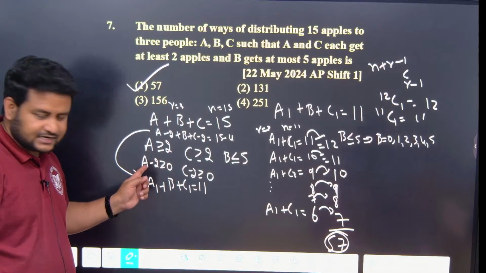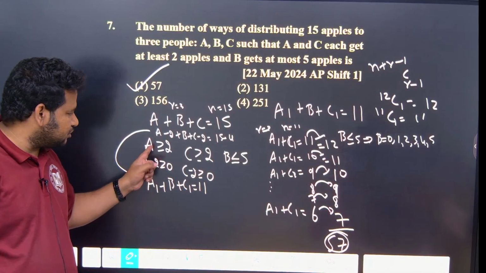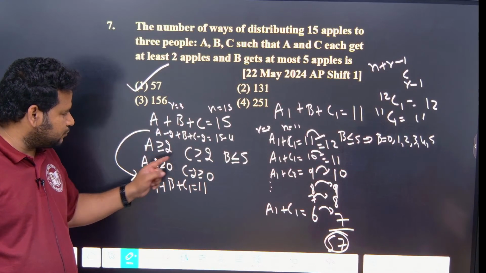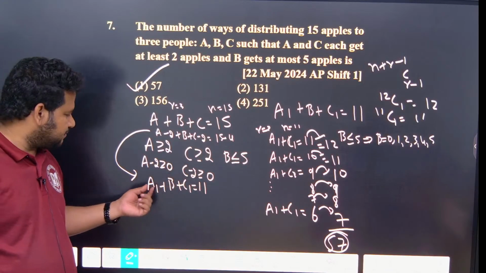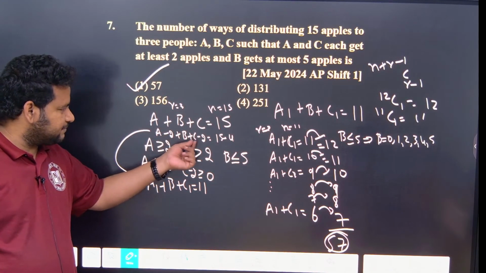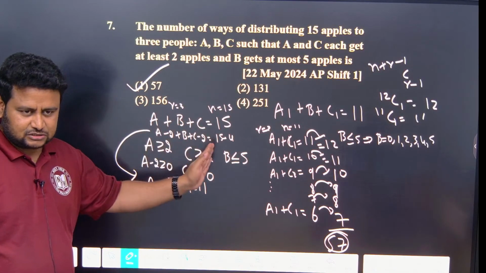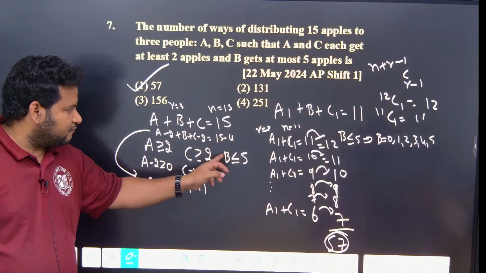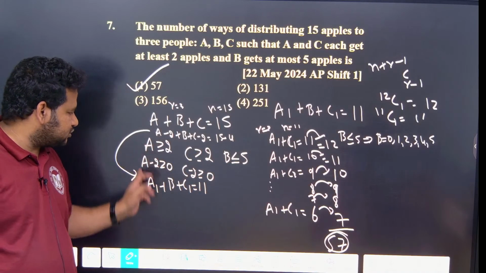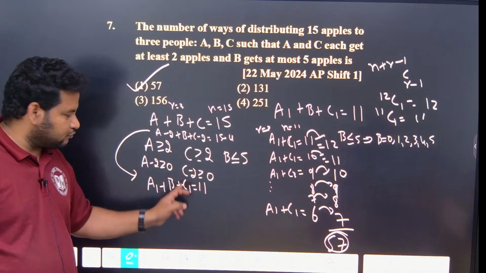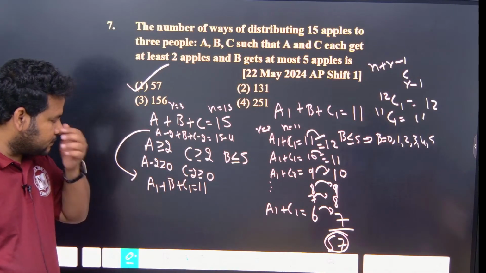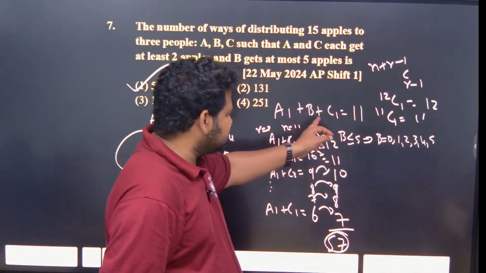I took the second condition. A should be greater than or equal to 0 means I should make this minus 2. So A minus 2, C minus 2 will give me 15 minus 4. If you are subtracting on the LHS, on the RHS you also subtract. You will get 15 minus 4, which is 11. So instead of writing A minus 2, I wrote A1. C minus 2, I wrote C1. Now, A1 plus B plus C1 is equal to 11.